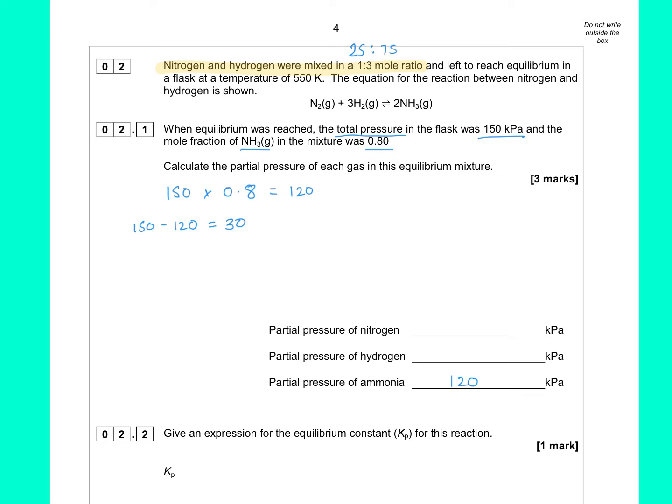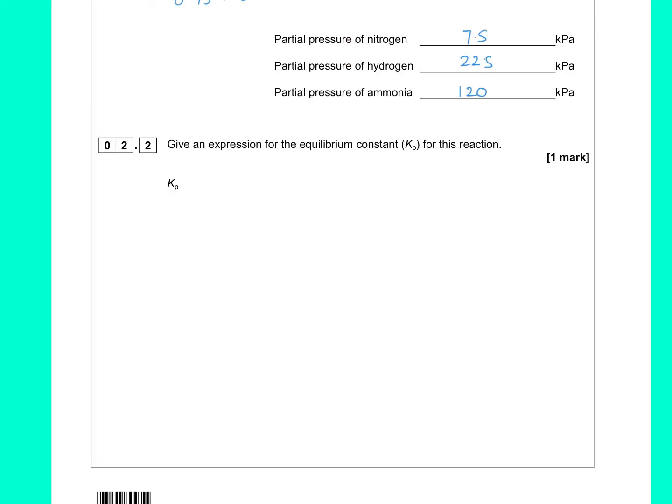And we know they're in a 1:3 ratio, so I've got to fit 30 into a 1:3 ratio, or a 25% to 75%. So if I times 30 by 0.25 and 30 by 0.75, or 1/4 and 3/4, then I get the other two partial pressures. So you then ask for an expression for the equilibrium constant Kp.